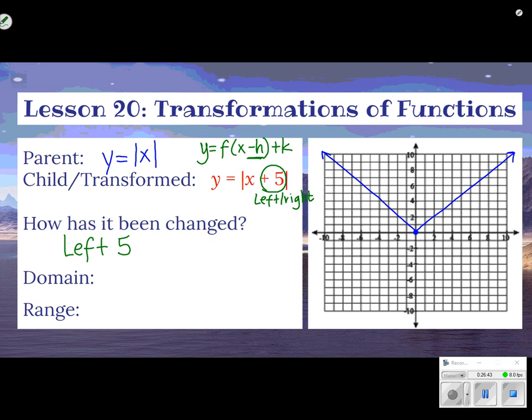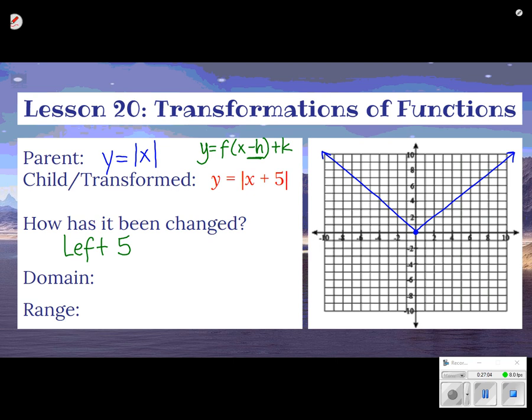That is something that you have to do in your homework. If there's one number, there's going to be one change. If there are two numbers, there's two changes. So make sure if you notice that there are more than one number, you are writing down more than one change. Okay, so we know that it's been shifted left 5.